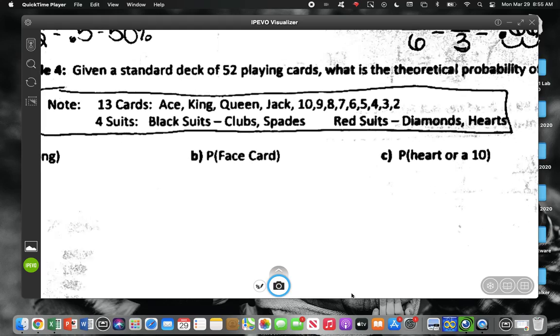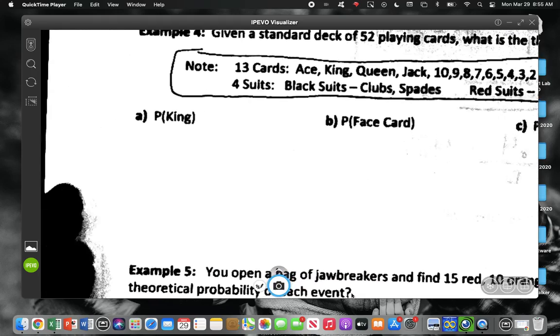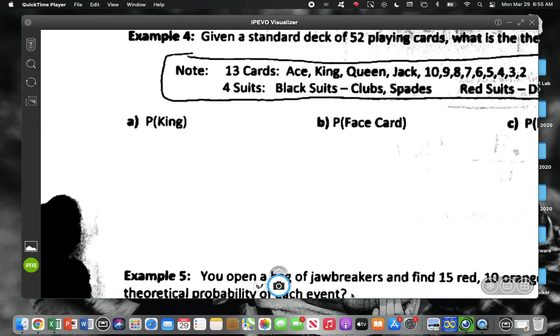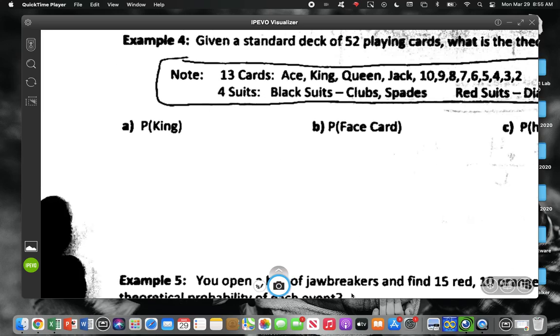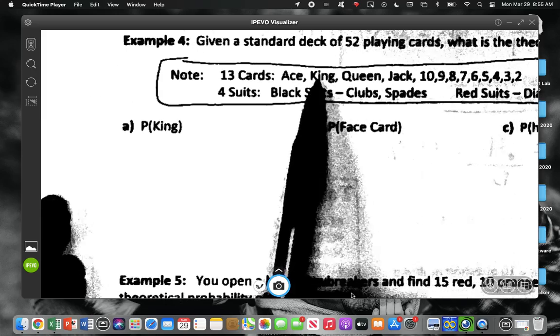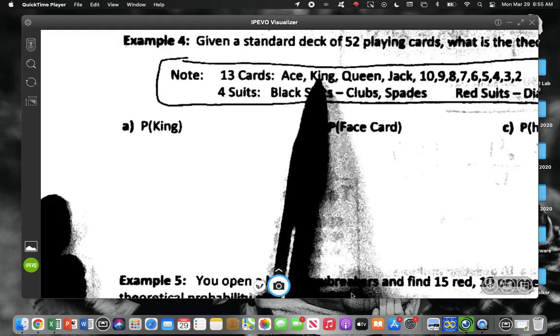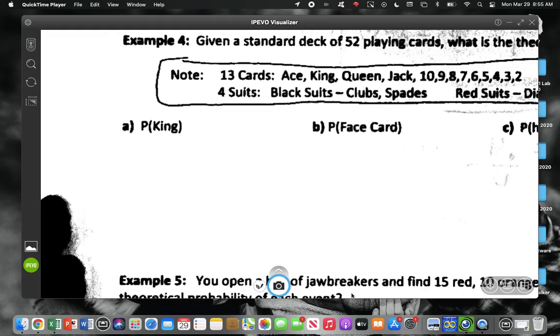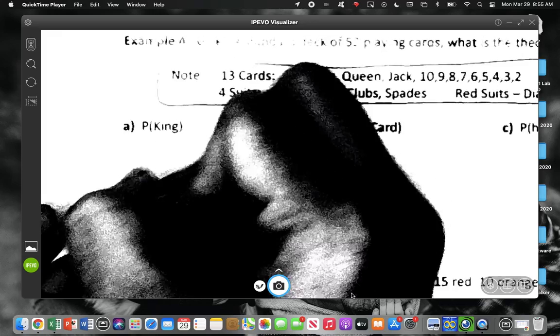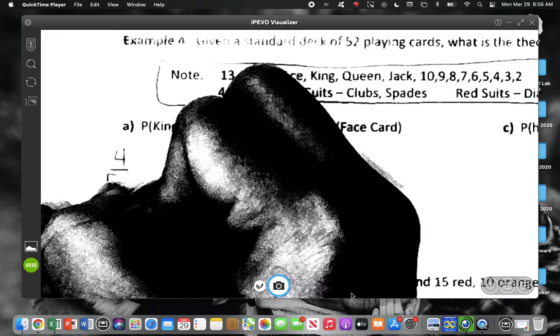So if we are looking at this, the first thing I want to ask you: out of the 52 cards, what's the probability that I'm going to pick a king? How many kings are in the deck? 4. There's a king of clubs, a king of spades, a king of diamonds, and a king of hearts. So in this case, our probability would be 4 out of 52.